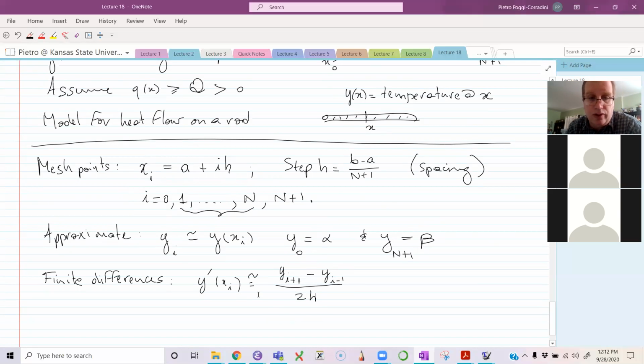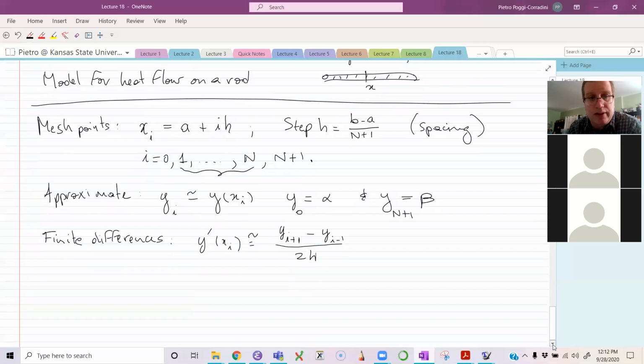Right, this is just the difference quotient. This is not true in general. This is the limit of difference quotients. And these are not even the actual difference quotients, they are approximated. But in any case, that's the idea. We are going to think of the derivative at x i as being roughly equal to this.